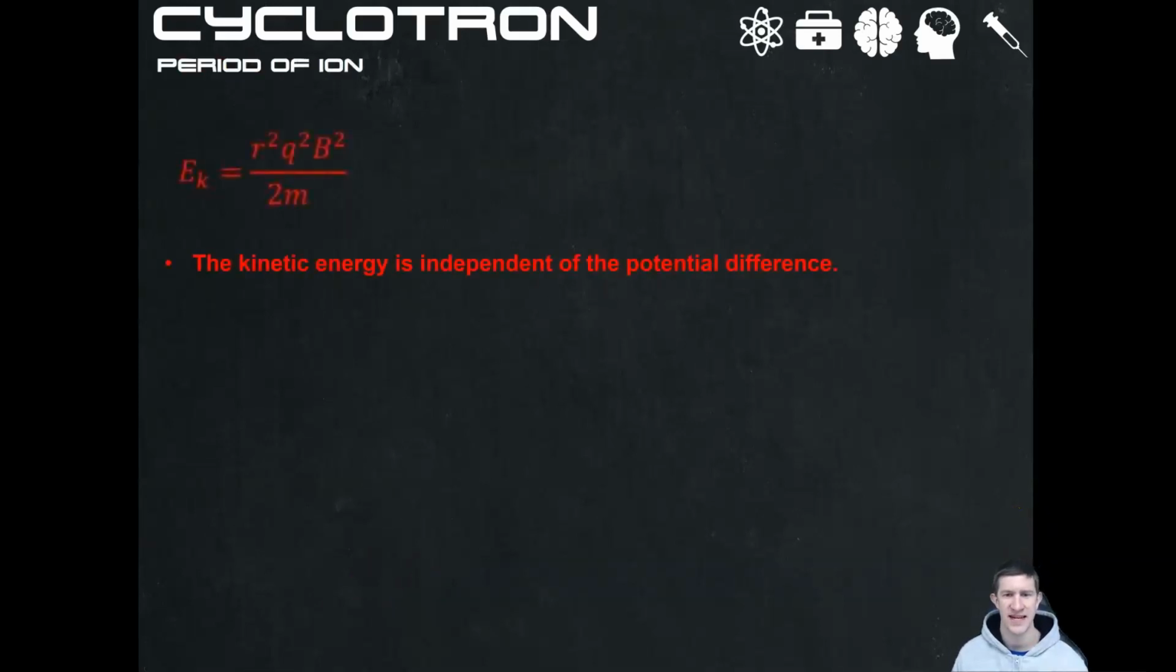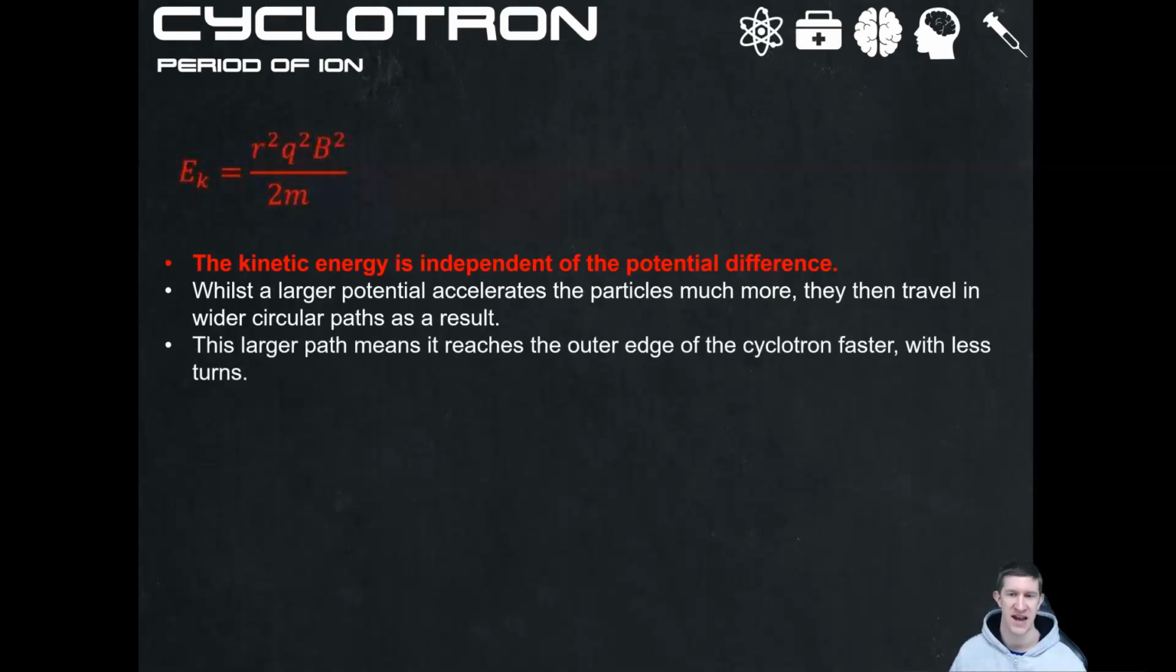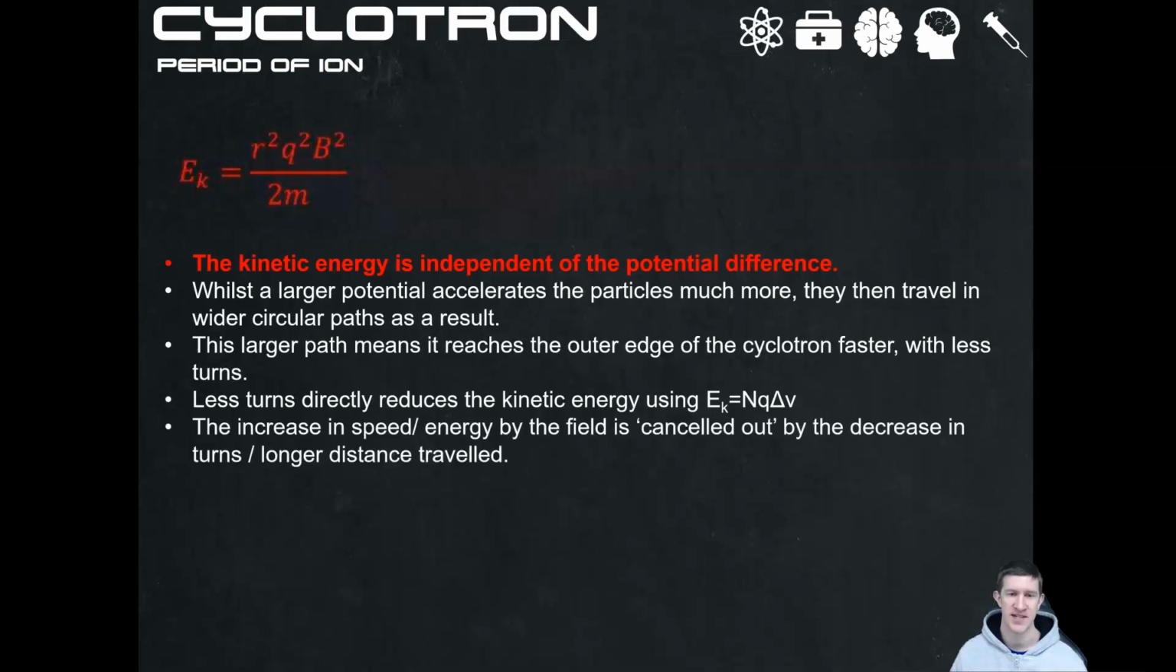The kinetic energy is independent of the potential difference. Whilst the larger potential will accelerate the particle much faster, it would then travel in a wider, larger circular path as a result of this. This larger path means it reaches the outer edge of the cyclotron faster, which in turn means it's done less turns. Less turns directly reduces the kinetic energy, given that the formula is nqΔV, where n is the number of turns. The increase in speed or energy by the field is therefore virtually cancelled out by the decrease in turns and the longer distance that it travels. So the kinetic energy is not affected by the potential difference.